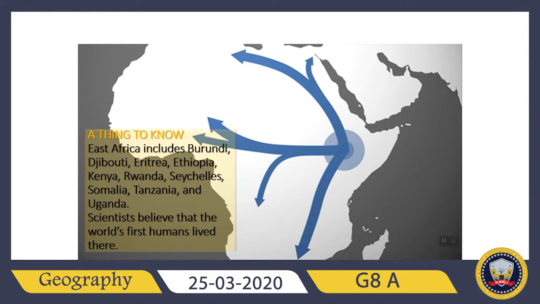So, an important thing for you to know is that East Africa includes, as you already noticed and identified on the map, Burundi, Djibouti, Eritrea, Ethiopia, Kenya, Rwanda, Seychelles. The Seychelles are the islands that you found in the sea. Somalia, Tanzania, and Uganda. These are the 10 countries that you were asked to find on the map. And scientists believe that the world's first humans lived there, in this area.